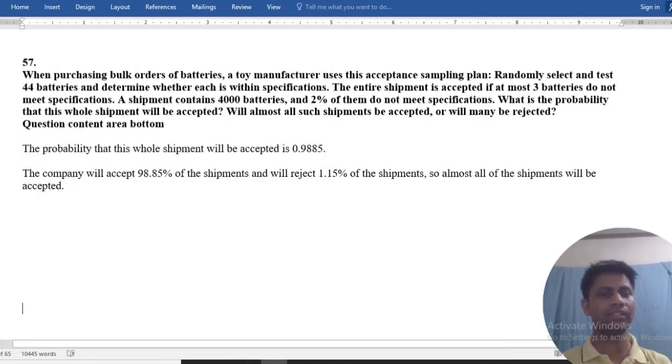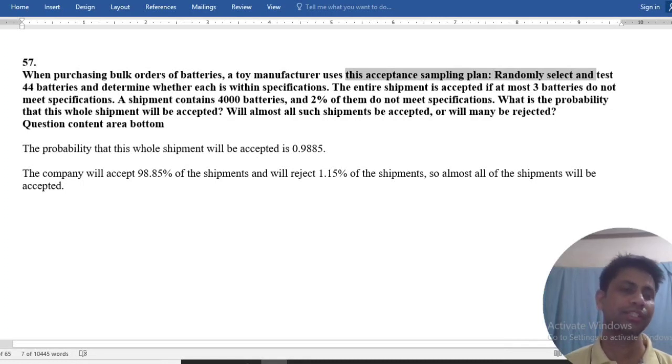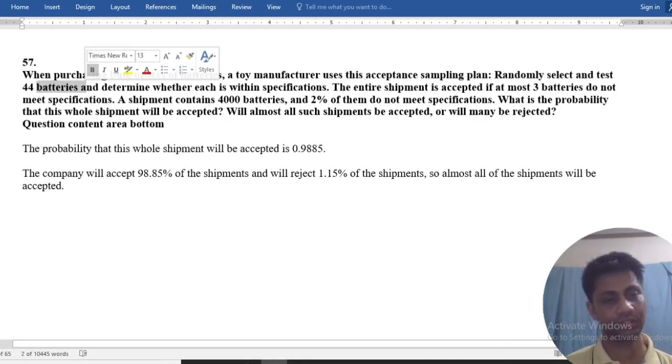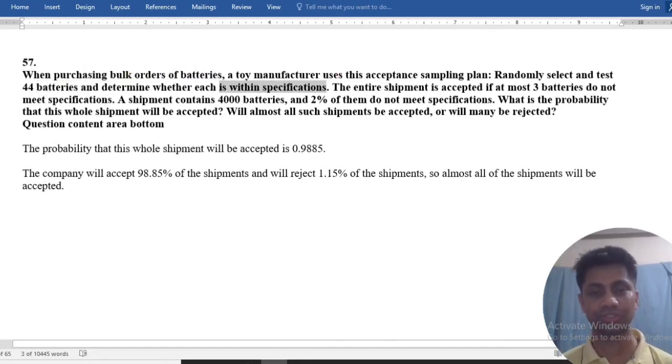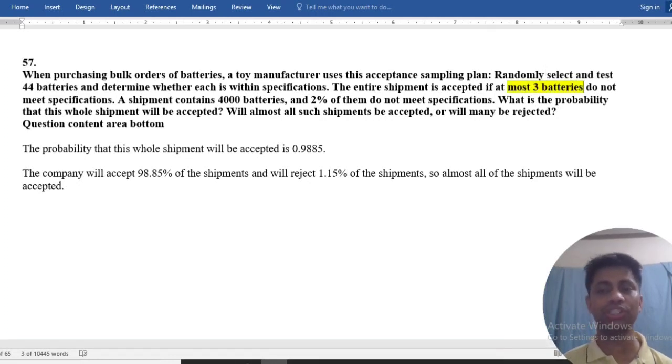When purchasing a bulk order of batteries, a toy manufacturer uses this acceptance sampling plan: randomly select and test 44 batteries, and determine whether they are within specifications. The entire shipment is accepted if at most 3 batteries do not meet specifications.